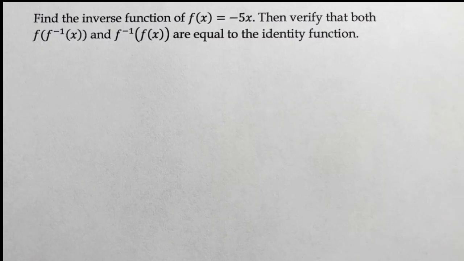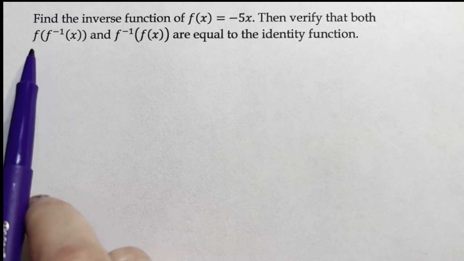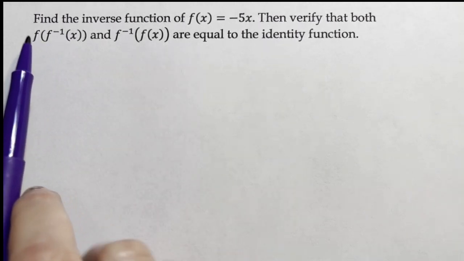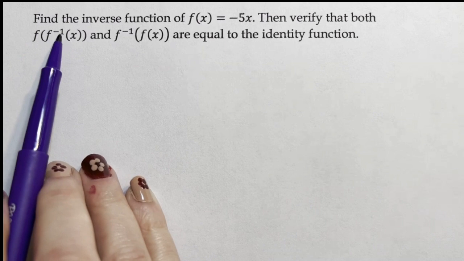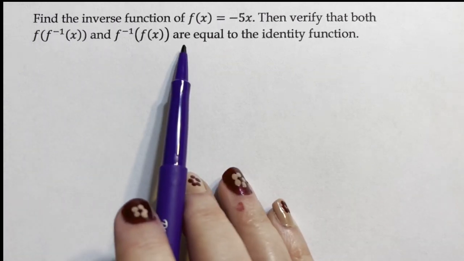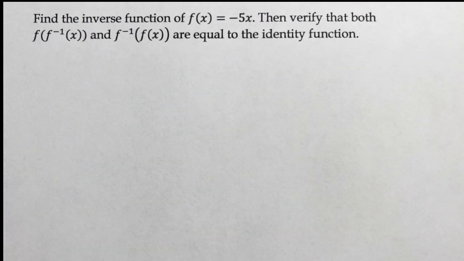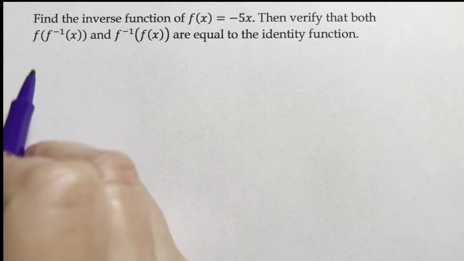Today I'm doing a series of videos on inverse functions. Find the inverse function of f of x equals negative 5x, then verify that both the composite functions, f of the inverse and the inverse of the function, are equal to the identity function, meaning equaling x. All right, so how do you find an inverse function?